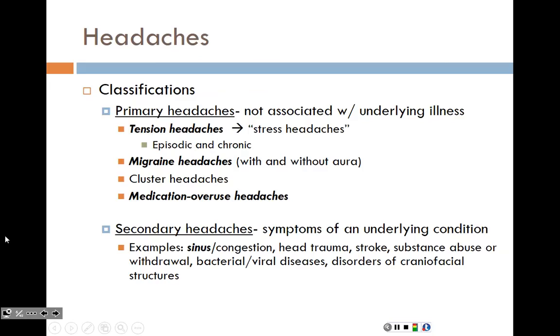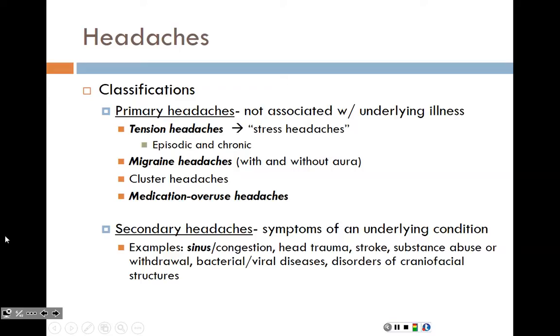Okay, so looking at headaches, and this is where your reading's focused, you've got two main types of headaches. You have primary headaches and secondary headaches. Primary headaches are ones that aren't really associated with anything else, and these are the majority of the ones that you'll probably treat with over-the-counter products. The ones that are bold are the ones we're going to focus on. Everything else is just more kind of FYI.